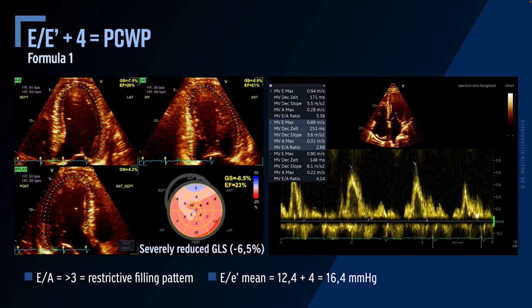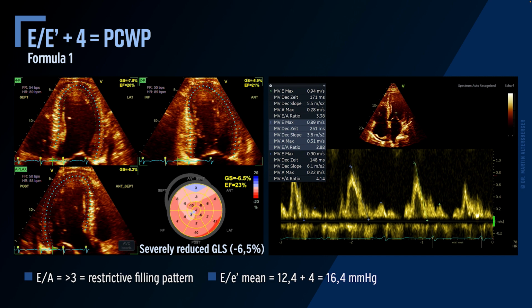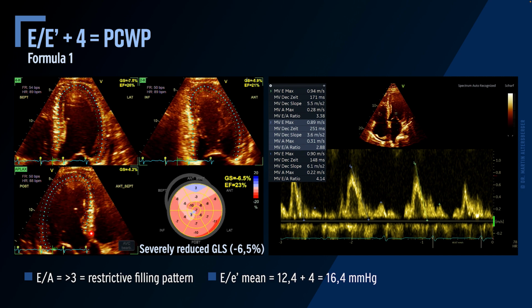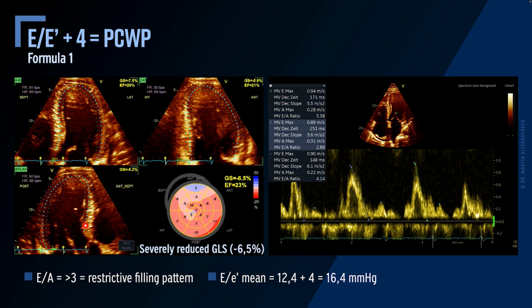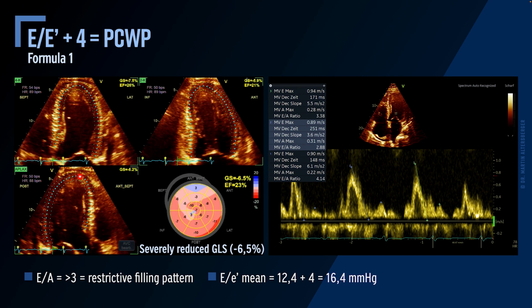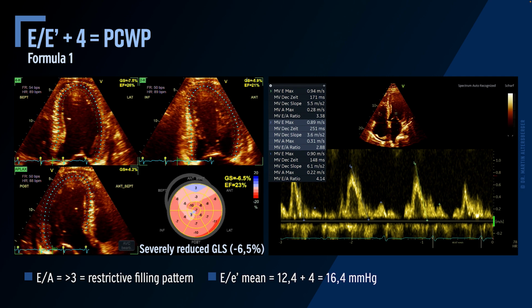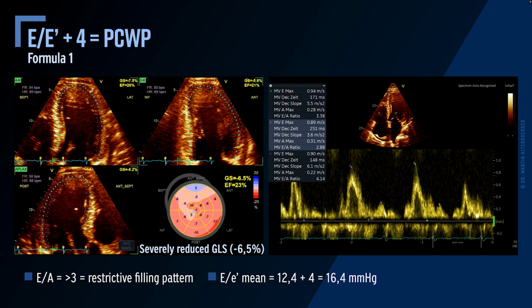In this case, you see all the loops we need for strain imaging, the 4-chamber view, the 2-chamber view, and the apical long axis view. We do see this region of interest, so these dots, and we see below the dots how the left ventricle is being traced, and we can see how longitudinal function works in this patient, and it's severely reduced.